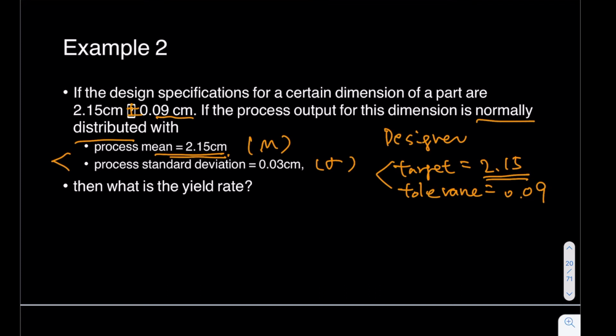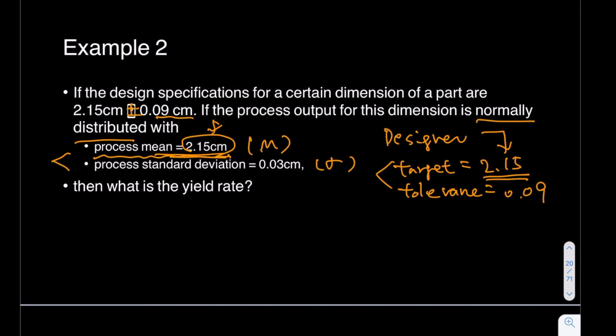What this means is, the target value is a kind of designer's subjective decision. But the process mean is what you get after you run this process to produce many products; the data from this production is used to calculate the process mean. So the actual process mean could be different from the designer's target value. But if the designer sets up the target value wisely, I don't know.